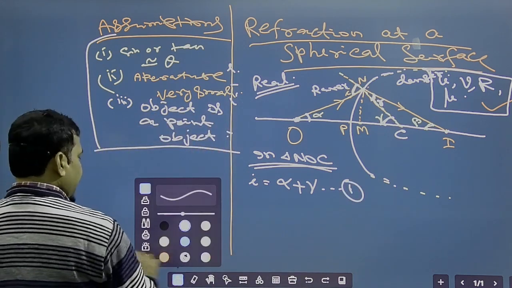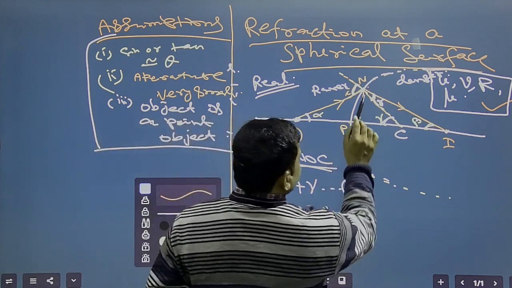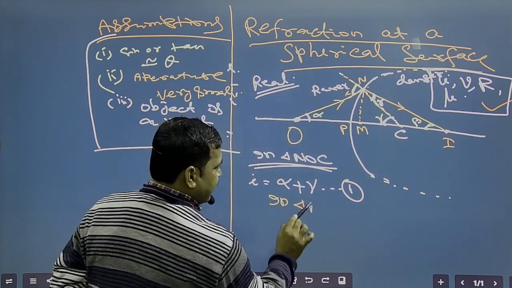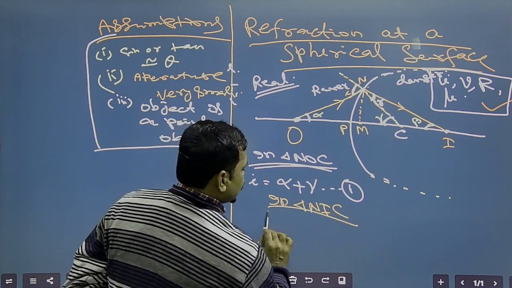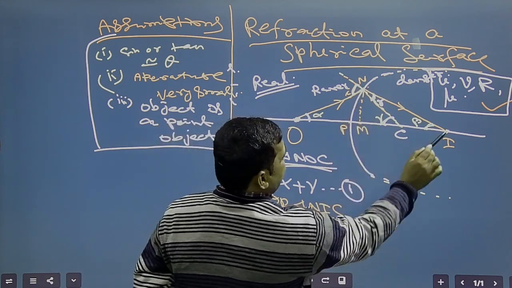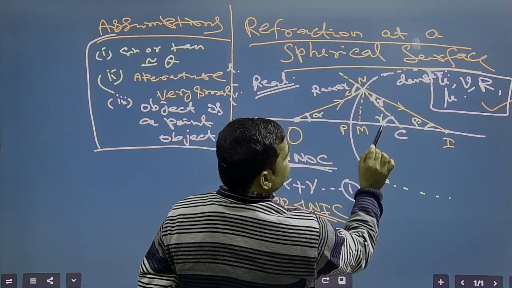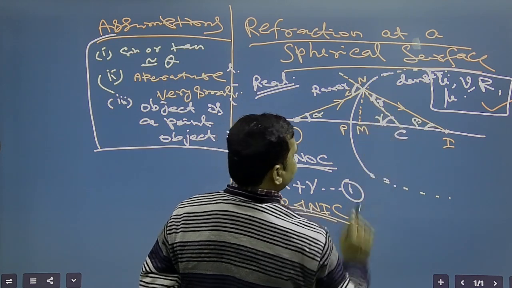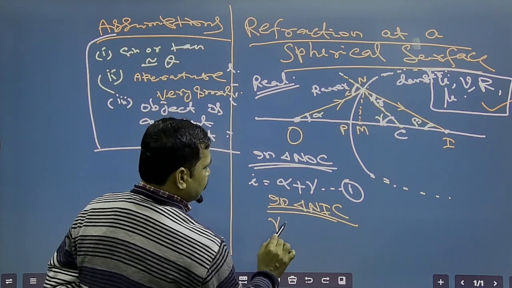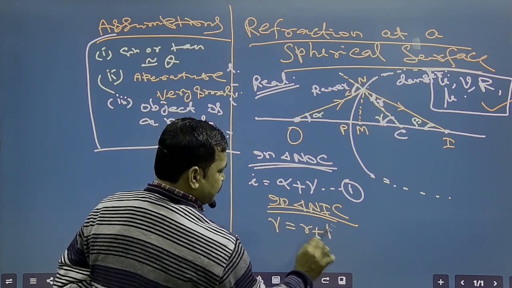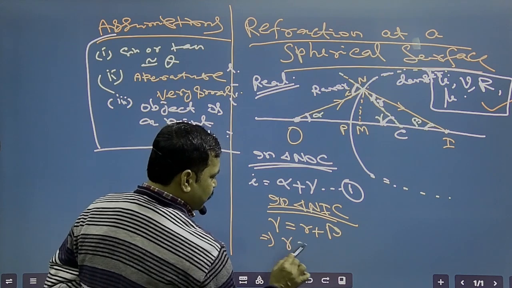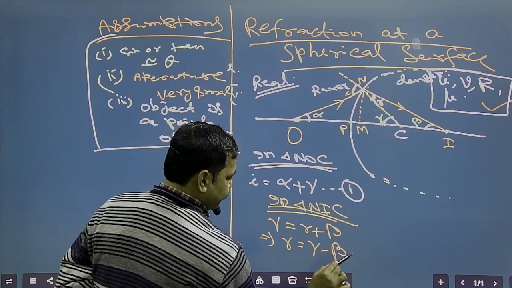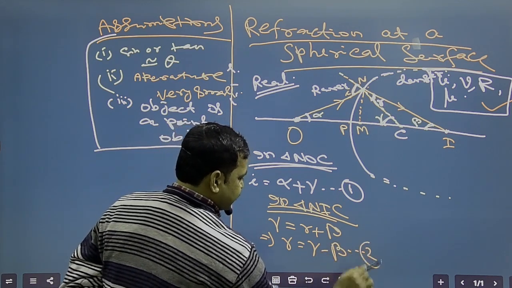Similarly, here we can take this triangle, that is your NIC. So in triangle NIC, you see this gamma is the exterior angle, and opposite to that the interior angles are R and beta. So I can write here your gamma is equal to R plus beta. This implies that your R will be equal to gamma minus beta, right? So this is equation 2.